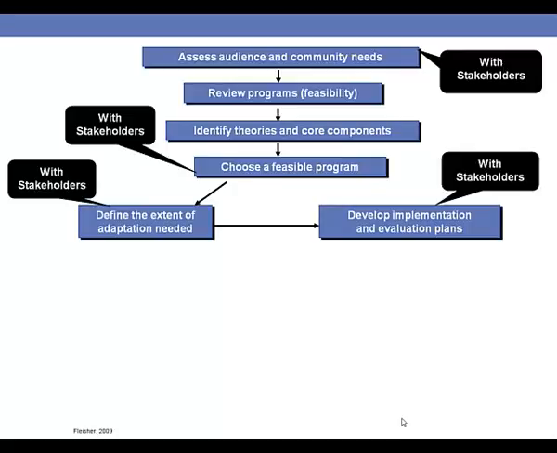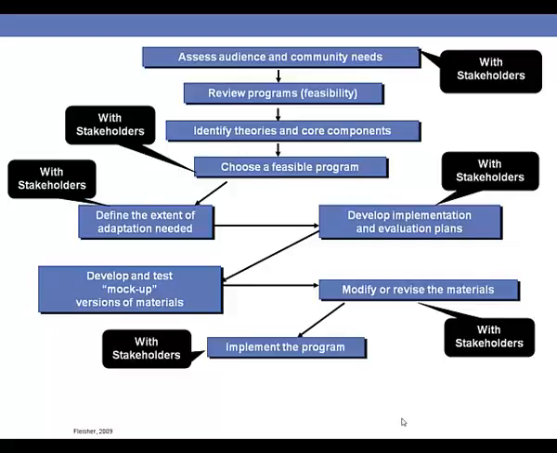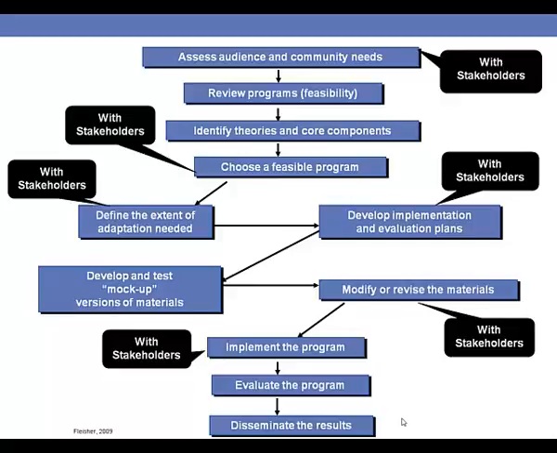We next involve our stakeholders to help us define the extent of adaptation needed and to develop an implementation and evaluation plan. We'll then develop and test mock-up versions of our materials, which we can modify or revise based on our stakeholder feedback. Once we have those modifications and revisions, we'll implement the program with our stakeholders, evaluate the program, and disseminate our results. Now that's an overall snapshot of the process. Let's break that down a little bit further.